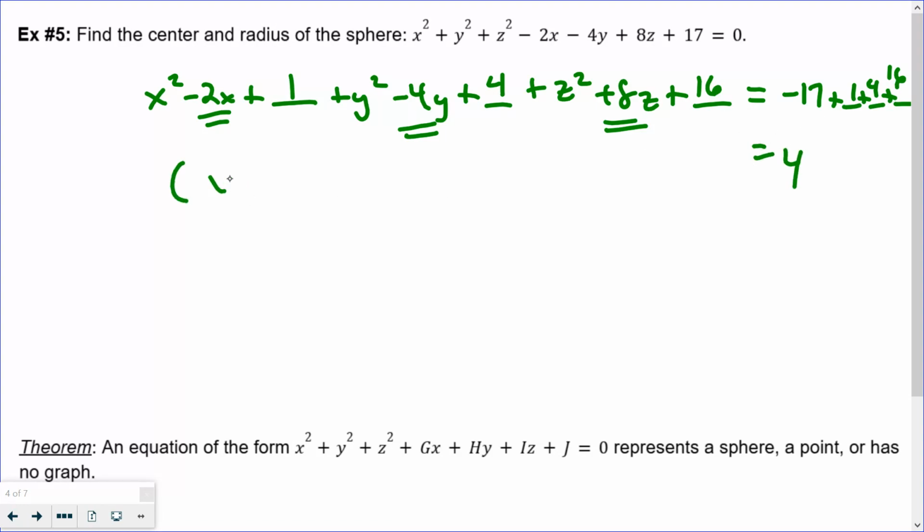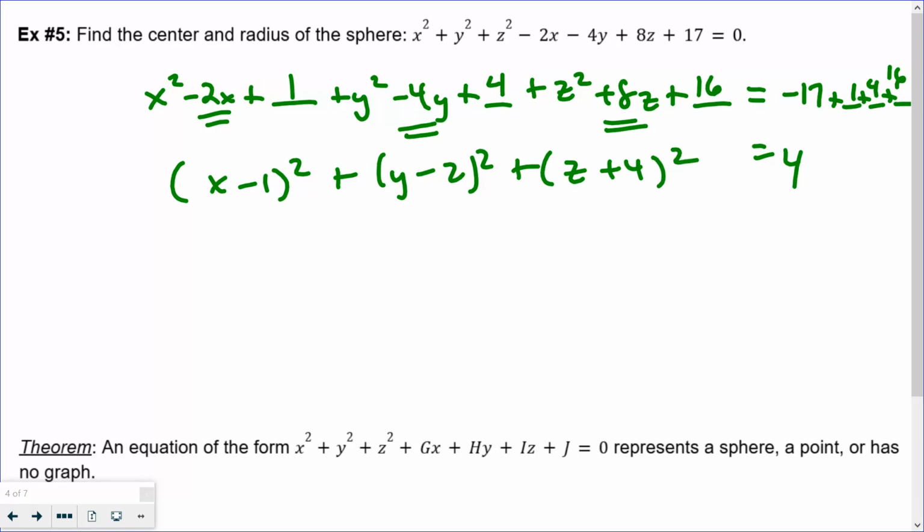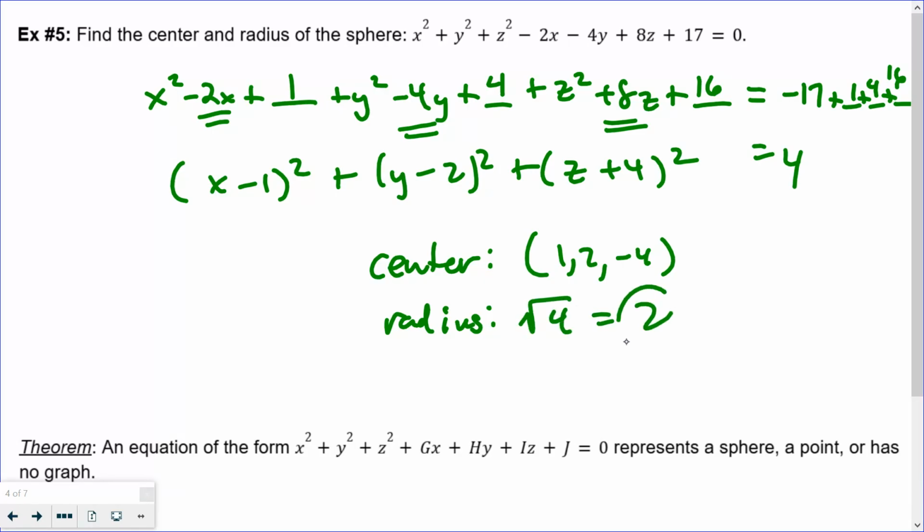Let's go ahead and factor. They're perfect squares. That's why it's called completing the square. Does that do everything for me? It does. That means the center of this sphere is (1, 2, -4). And the radius of this particular sphere is the square root of 4, which is 2.